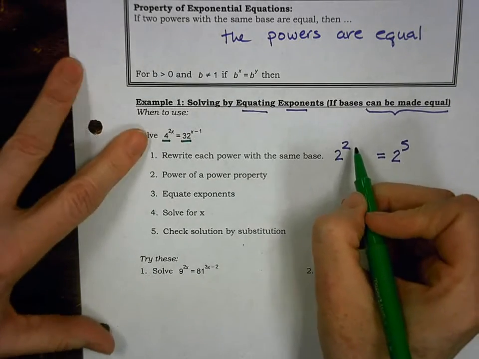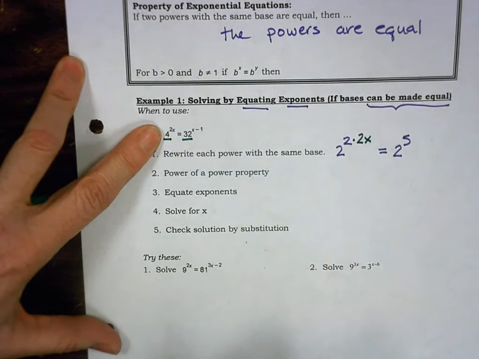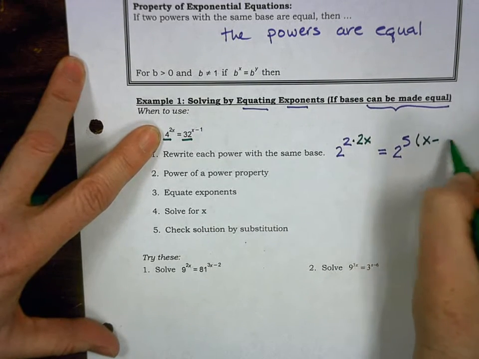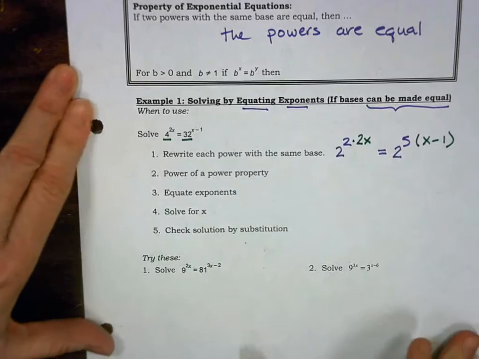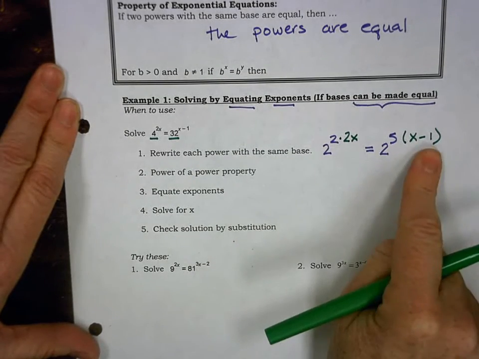Now, what do I have? I have 4 to the 2x, and this was 32 to the x minus 1. So I set the bases equal. I just rewrite them and then multiply by whatever's left up there.